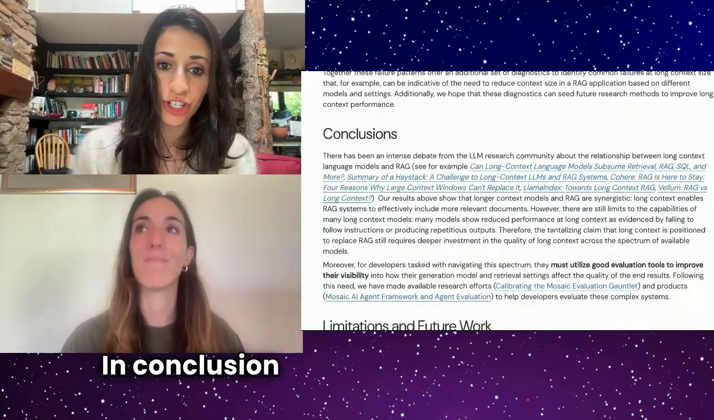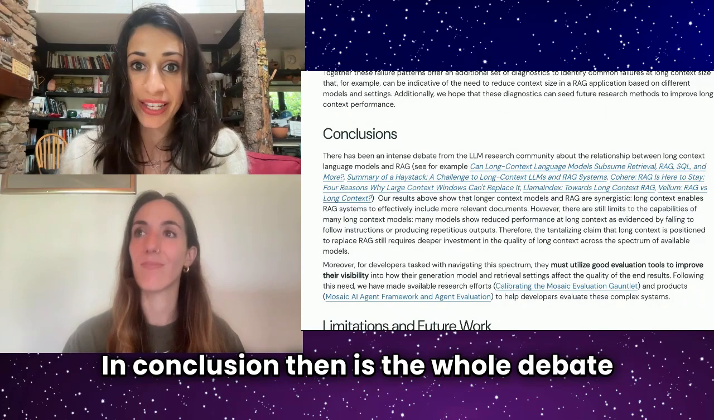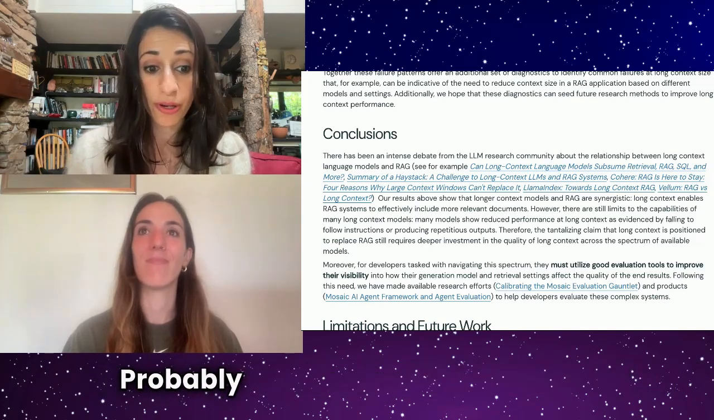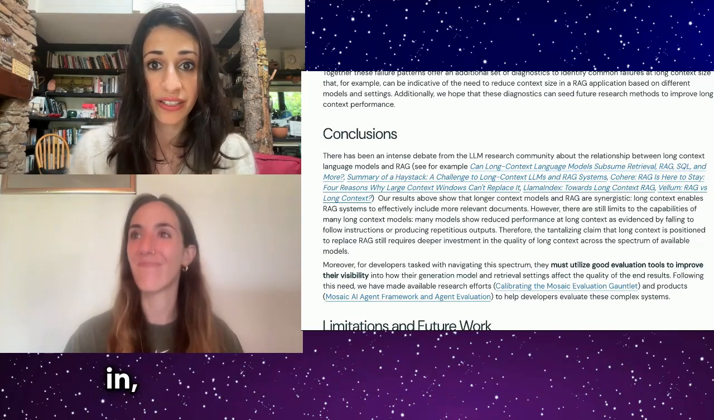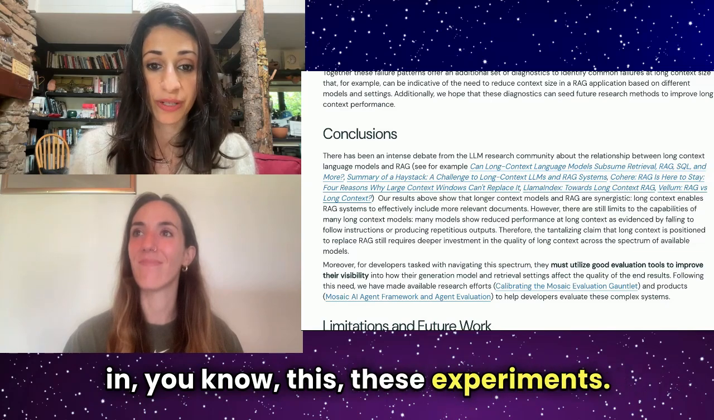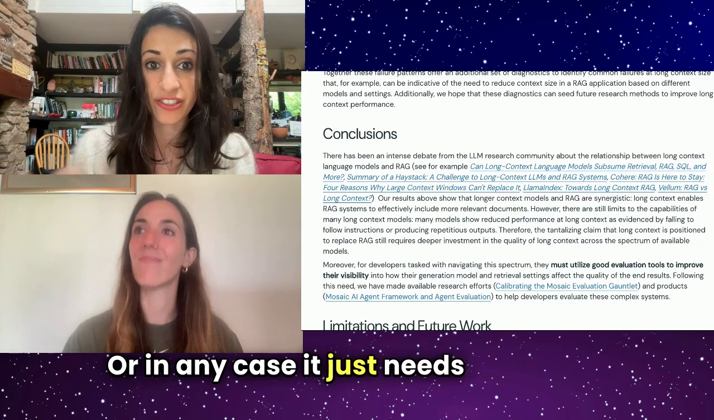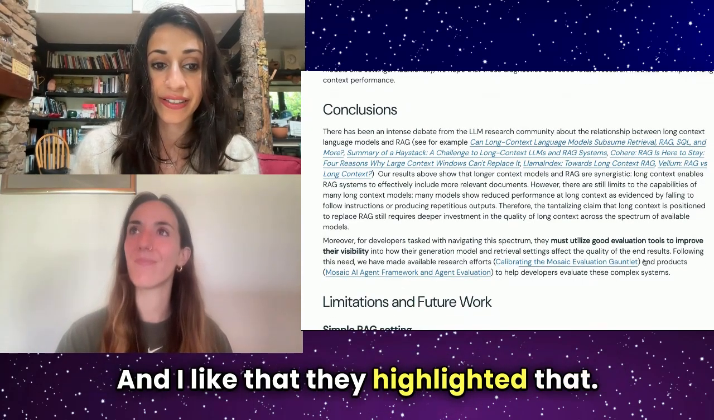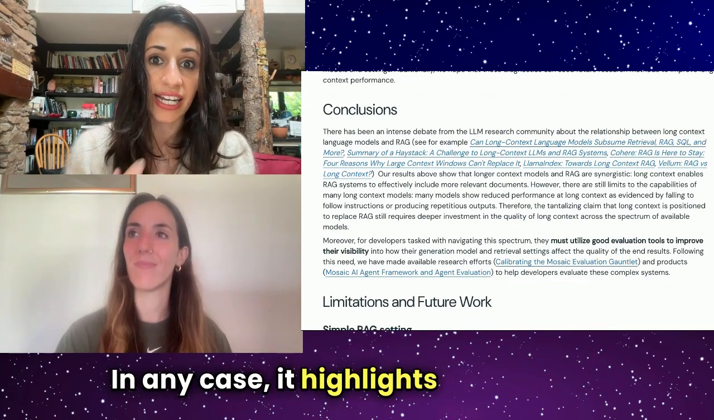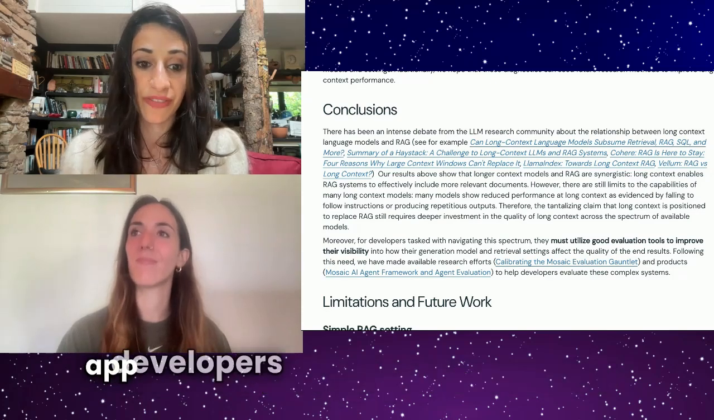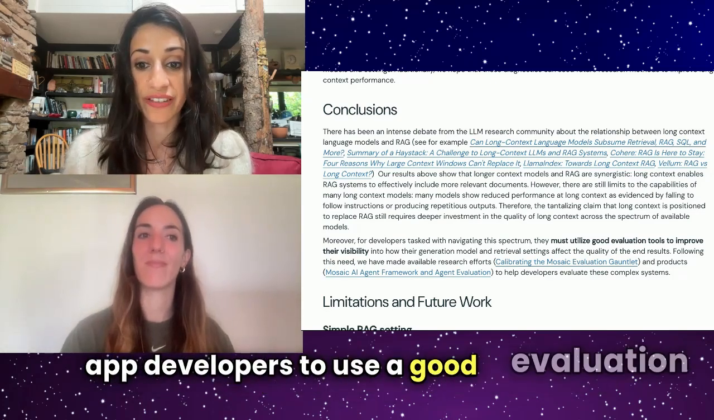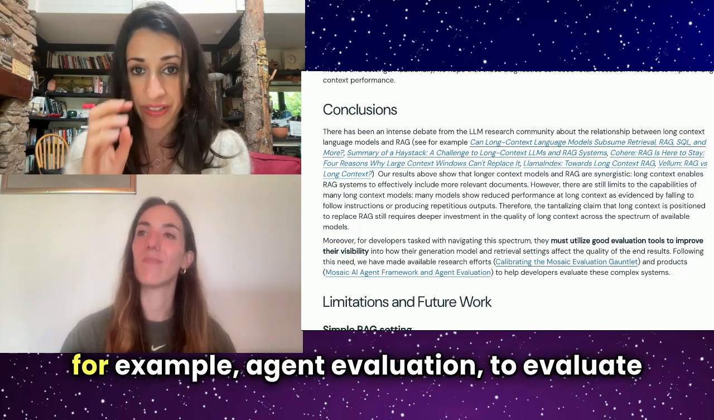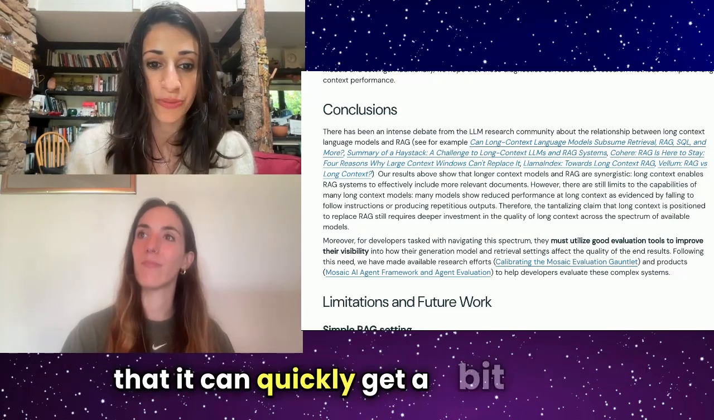But yeah, in conclusion then is the whole debate: longer context, is RAG going to be completely irrelevant? Probably not from what we've seen in these experiments, or in any case, it just needs a bit more investigation. And I like that they highlighted that, in any case, it highlights the need for app developers to use a good evaluation tool, for example, agent evaluation, to evaluate the systems. It can quickly get a bit complex.